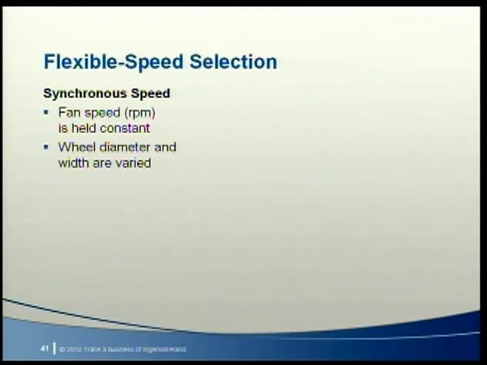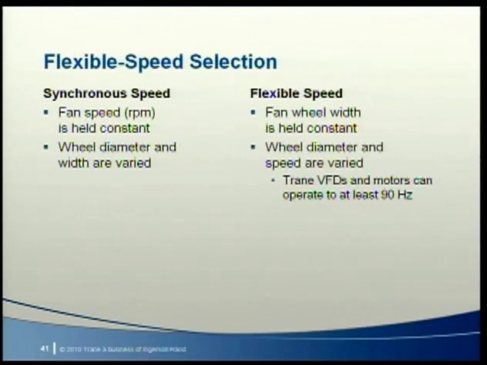The first, which we'll refer to as synchronous speed selections, operates the motor at its synchronous speed, typically 1800 or 1200 RPM. The diameter or width of the fan wheel is then changed to achieve the desired performance. Flexible speed selection is a relatively new concept in the industry. With this approach, the width of the fan wheel is held constant and the diameter or speed of the fan is then changed to achieve the desired performance.